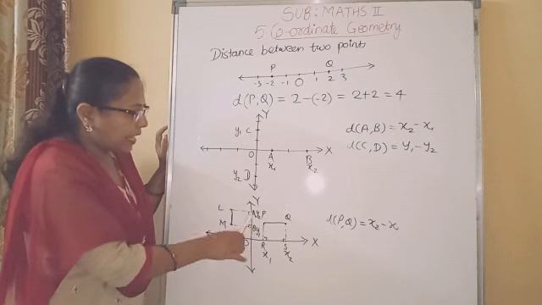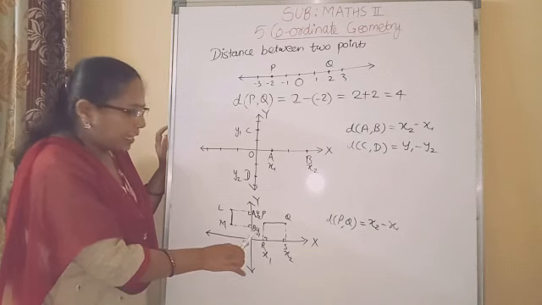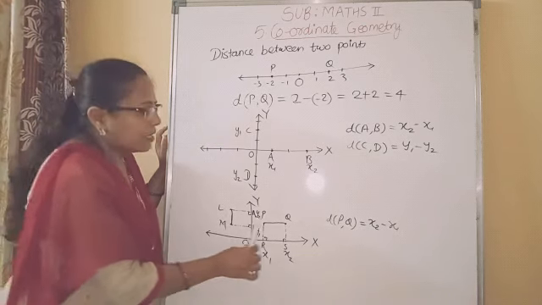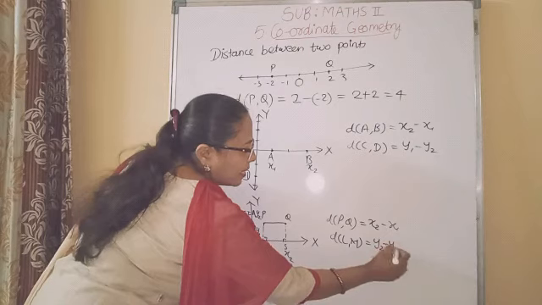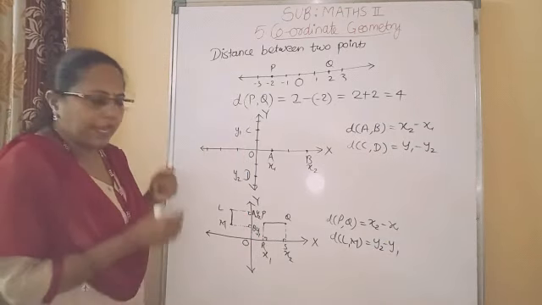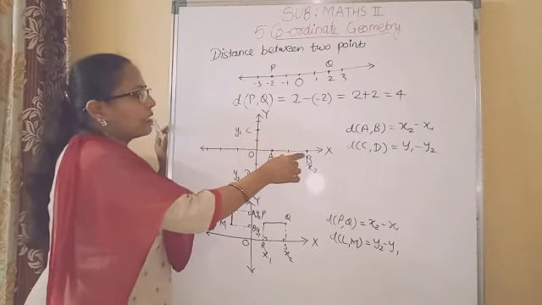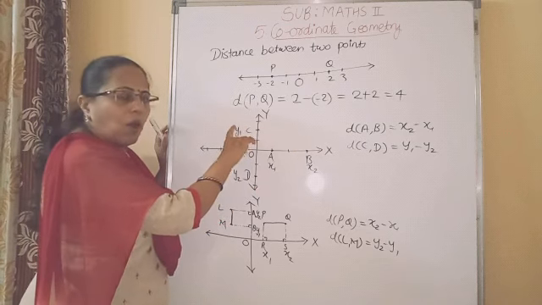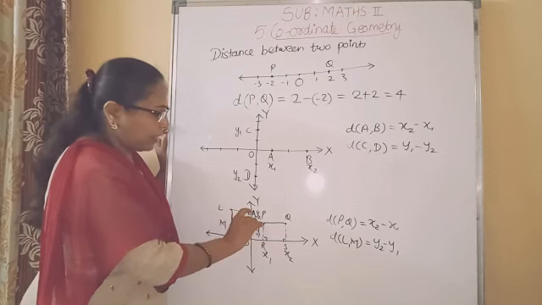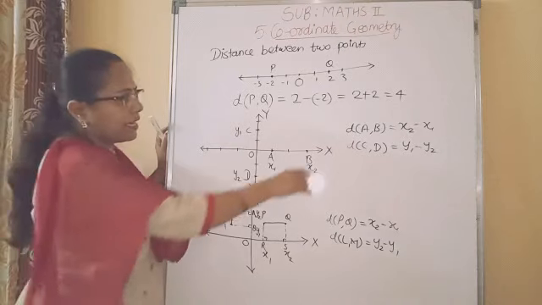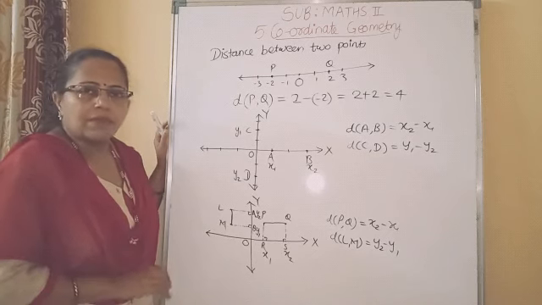So the distance between A and B, according to this formula, we will get y2 minus y1. It is equal to LM. So the distance between L and M we will get y2 minus y1. This way we can find out the distance between any 2 points if the points lie on the x-axis or the segment joining the points is parallel to the x-axis or parallel to the y-axis. We will get the formula x2 minus x1 and y2 minus y1 or y1 minus y2.